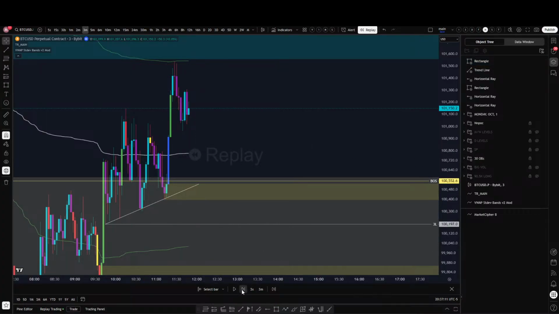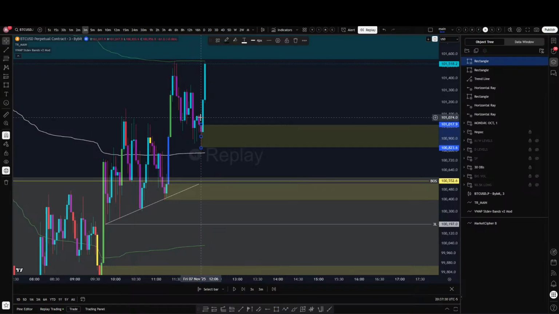Let's see what happened. So we have a little break of structure here, but everything is SFPs right now, so I wouldn't consider it.